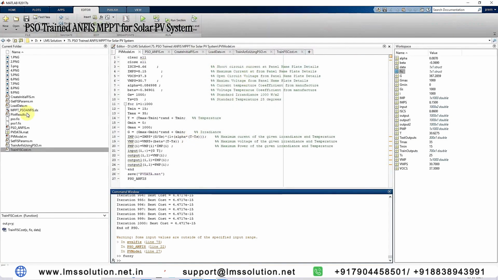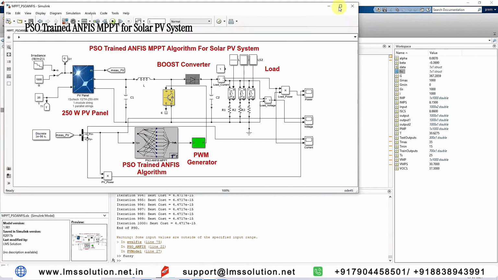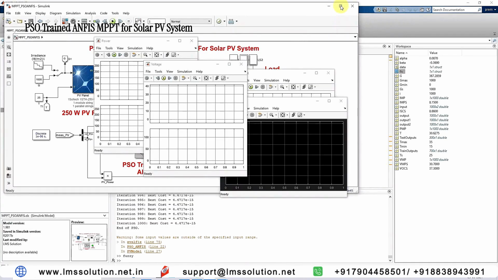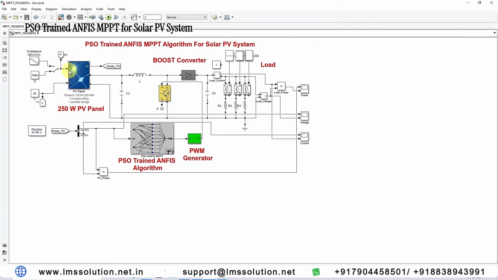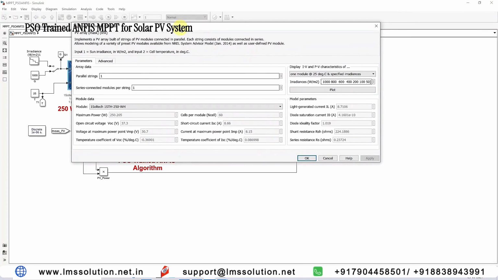Next, we already developed a Simulink model for implementing the ANFIS MPPT. I open that file. This is the Simulink model developed for the PSO trained ANFIS MPPT. It consists of a solar panel. Here we are using a 250 watt PV panel. I'm going to open the block parameters of that PV panel. Here we are using one parallel string and one series string.